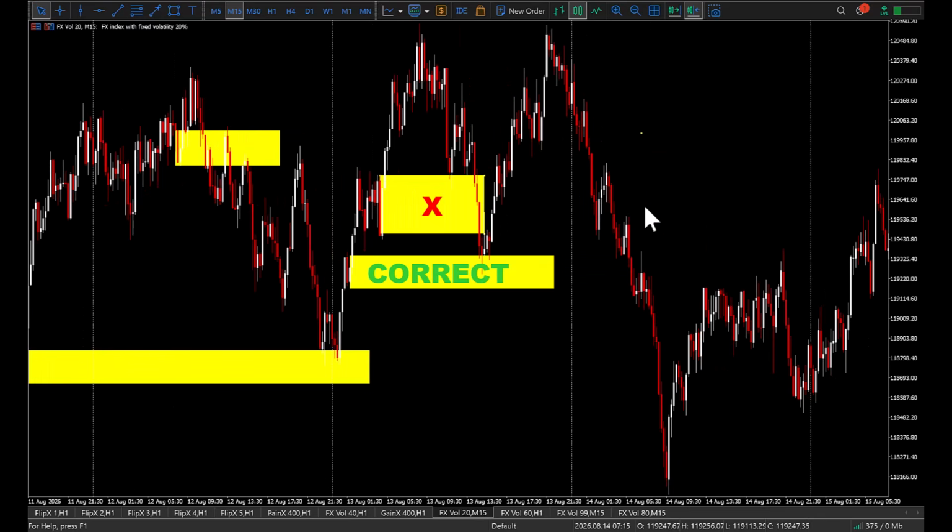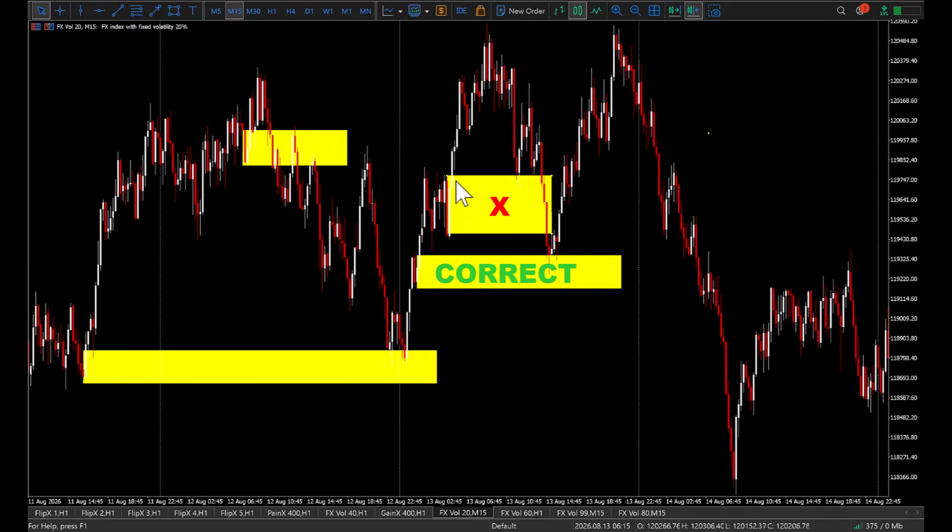From what you are seeing on this picture right here, you see this order block, the first one with an X and the second one with the label correct. I'm going to explain why this order block does not work, why this works, and why this does not work in this video. Rule number 1 of the matrix is freshness.